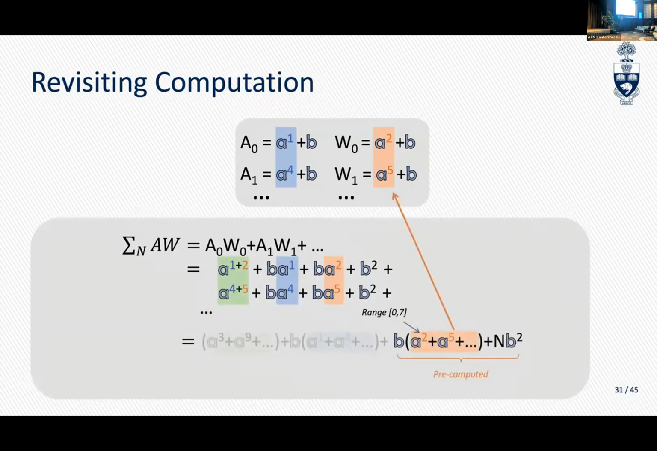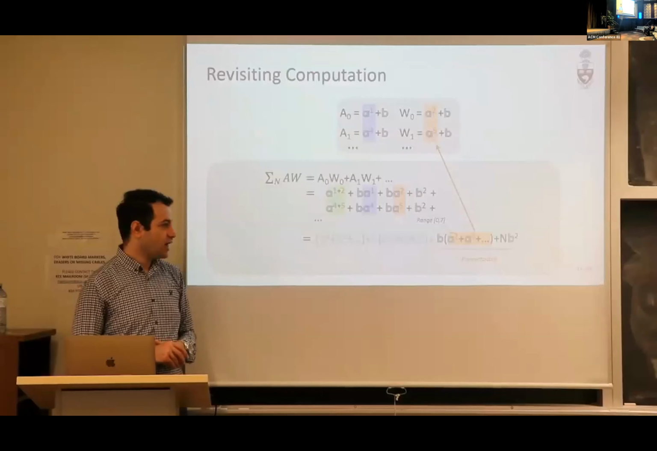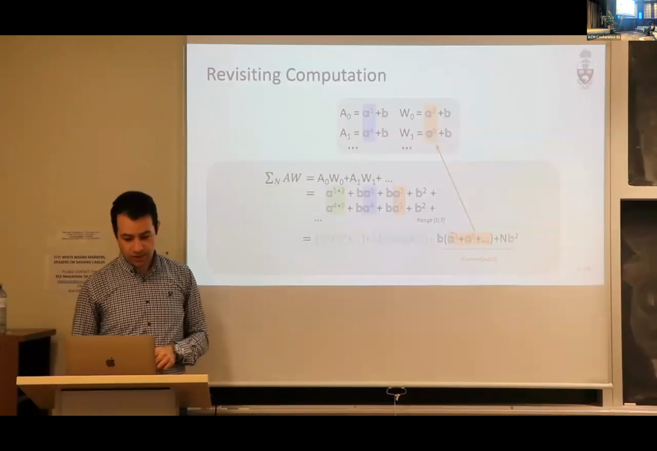So the last term, nb squared, is just a constant that we already know. There is no variable in it. The term before that is b times the summation over the exponential part of weights. And that is already known because we have the weights beforehand, so we can compute that term as well.